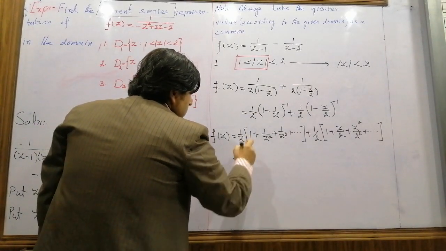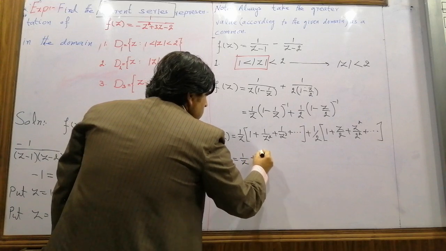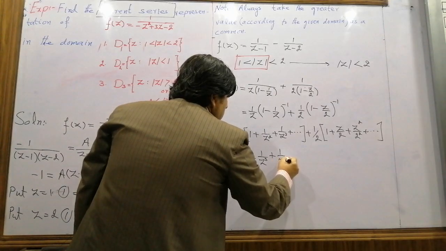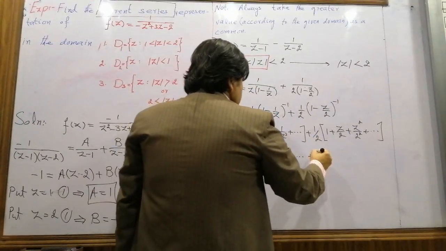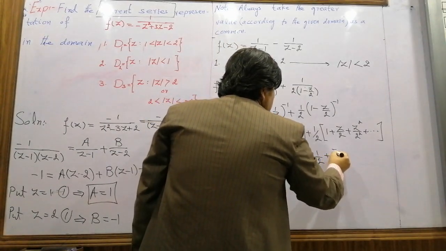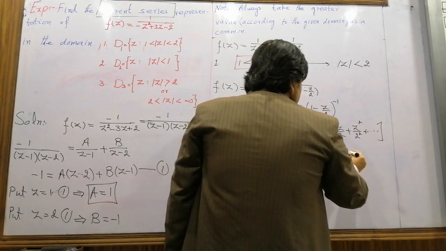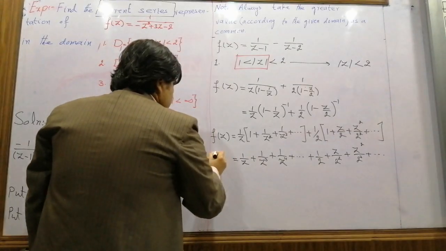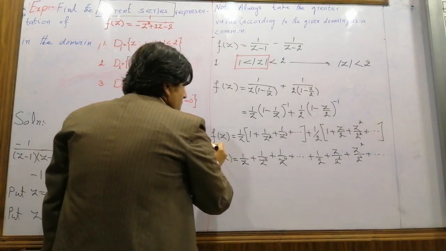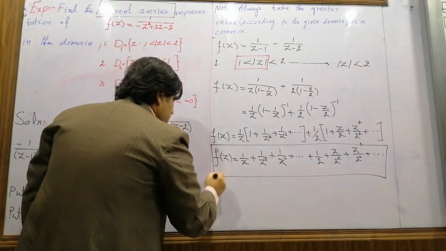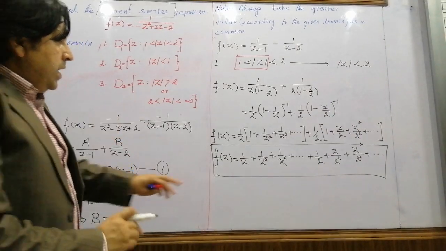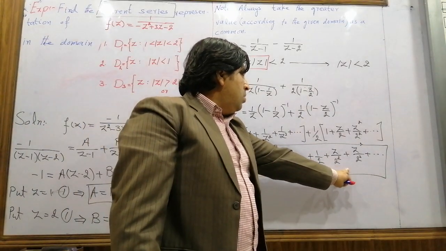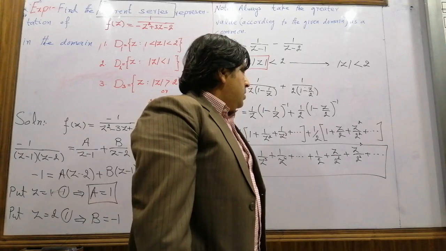So I can get that this is equal to 1 over z plus 1 over z cube plus 1 over z power 4 and so on. And similarly, I can get 1 over 2 plus z by 2 square and plus z square divided by 2 cube and so on. And this is the required Laurent series of the given function in the given domain. So you can see that this is the principal part of the Laurent series, and this one is now the analytic part of the given series.